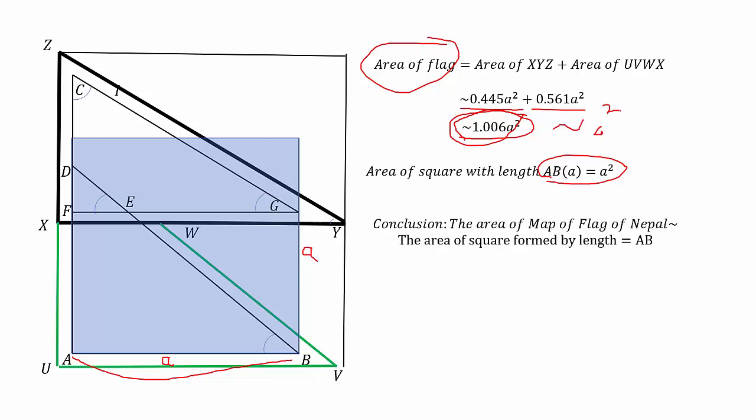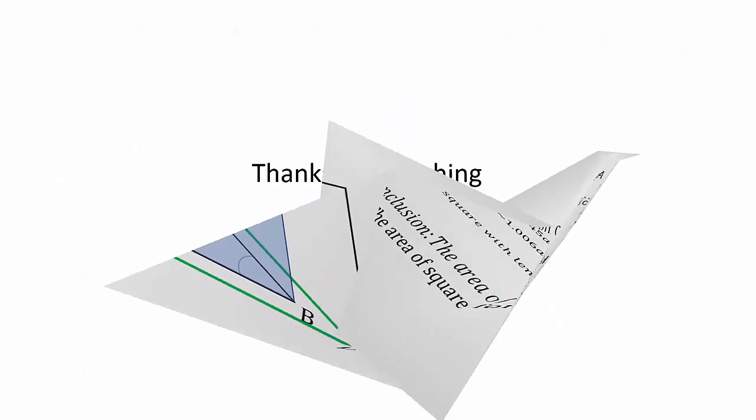So what we can conclude is that the total area of the map of Nepal is equal to the area of the square formed by the length AB. That means we can put the whole map in this blue square. So that's all about finding the area. Thanks for watching.